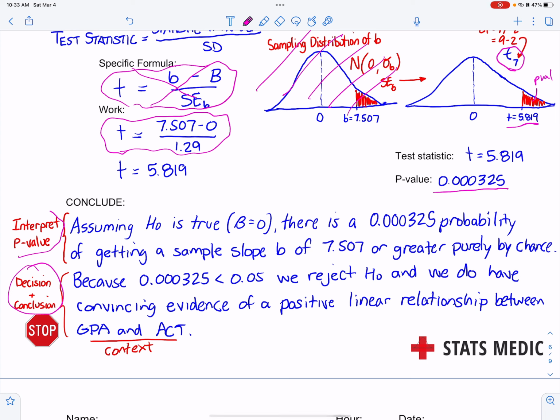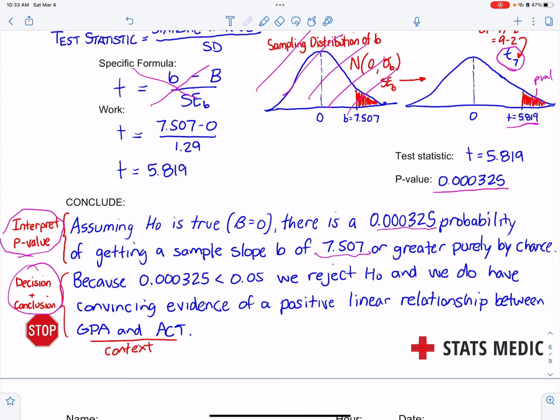If you are interpreting your p-value, what the p-value means is: assuming H0 is true, which is beta equals 0, there is a very tiny probability, which is the p-value, of getting a sample slope of this, what we got from my sample, that was my slope here, or greater purely by chance.